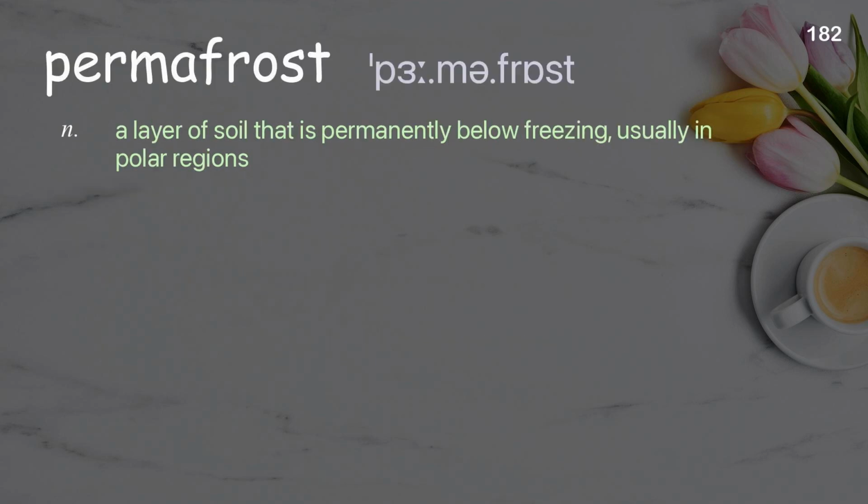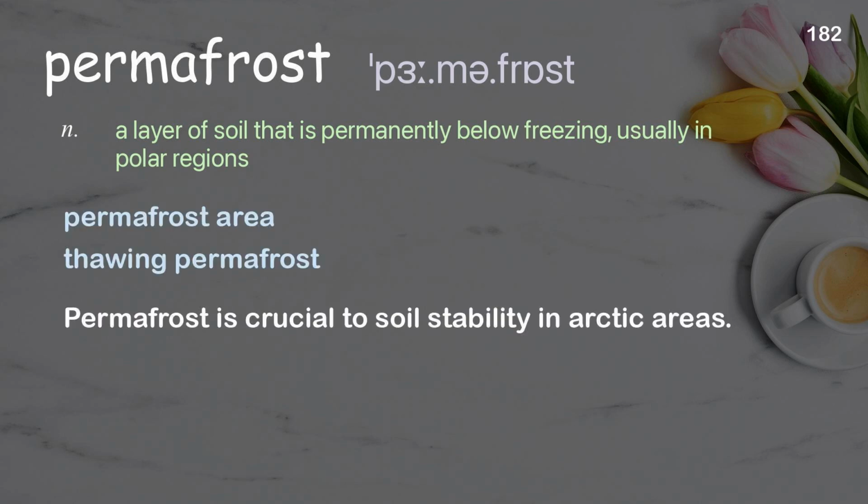Permafrost: a layer of soil that is permanently below freezing, usually in polar regions. Examples: Permafrost area. Thawing permafrost. Permafrost is crucial to soil stability in Arctic areas.